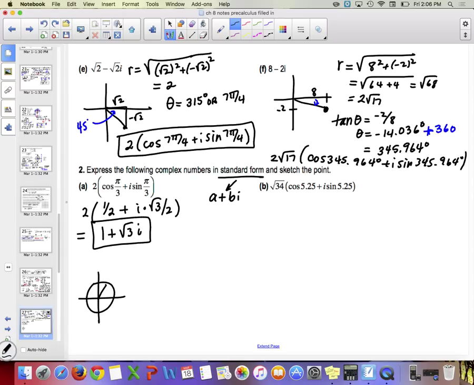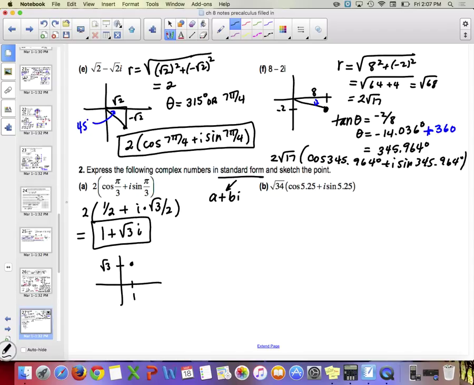So if you're sketching the points, it would be in the first quadrant. You go over 1, and then you go up whatever root 3 is, like 1.7 something. And that would be your point right there. Easy enough? Yeah.